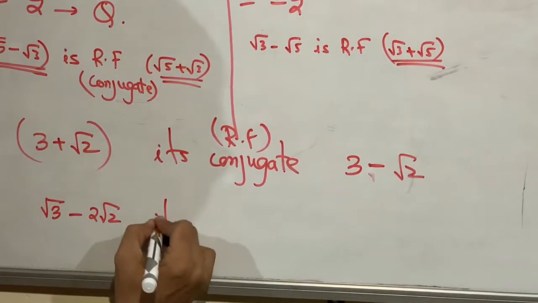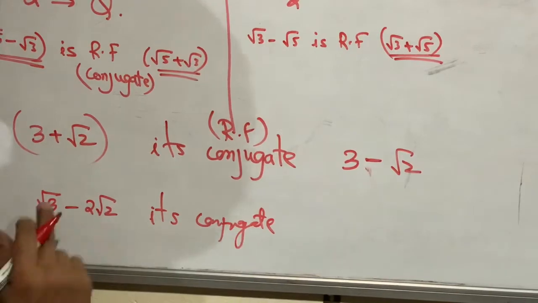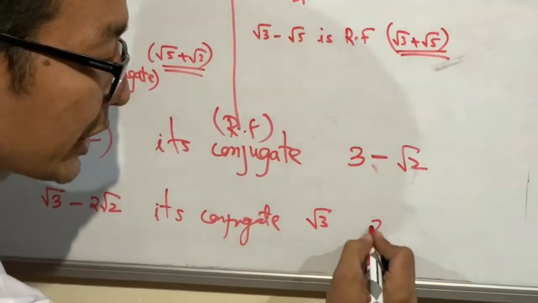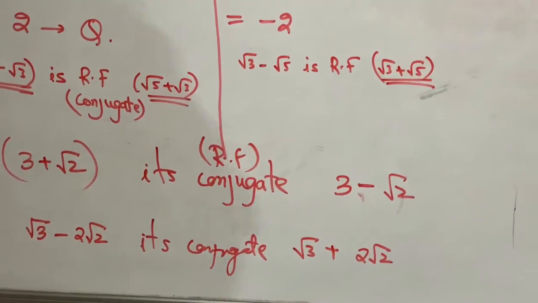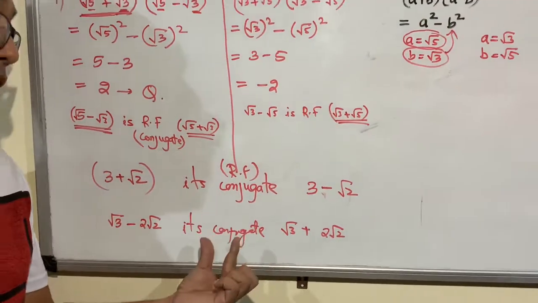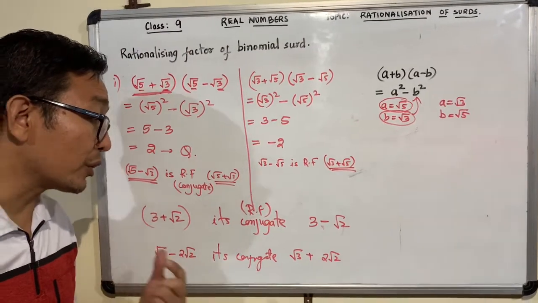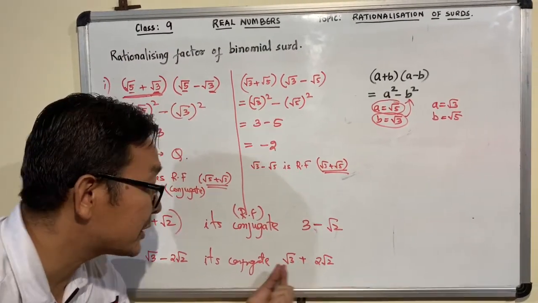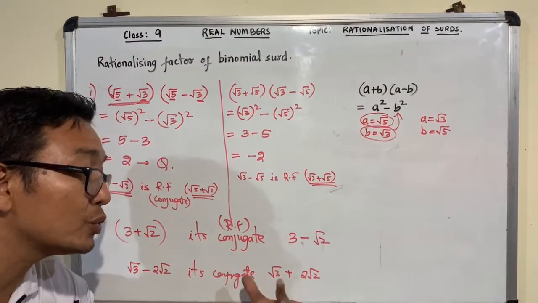Its conjugate, the rationalizing factor: write root 3, write 2 root 2, and change the sign in between to plus. For a binomial, the rationalizing factor is found by just changing the sign. We just need to write the opposite sign in between the two surds.